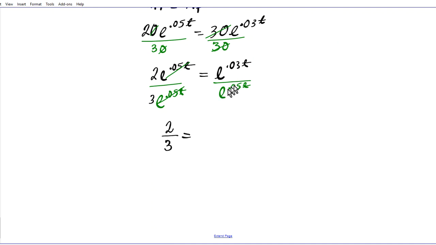now when you're dividing exponents with the same base, all you do is subtract the powers, right? So you're going to have e to the 0.03t minus 0.05t. And then we're now going to have 2 over 3 equals e to the negative 0.02t. To get t by itself, we'll take the natural logarithm of both sides of the equation.